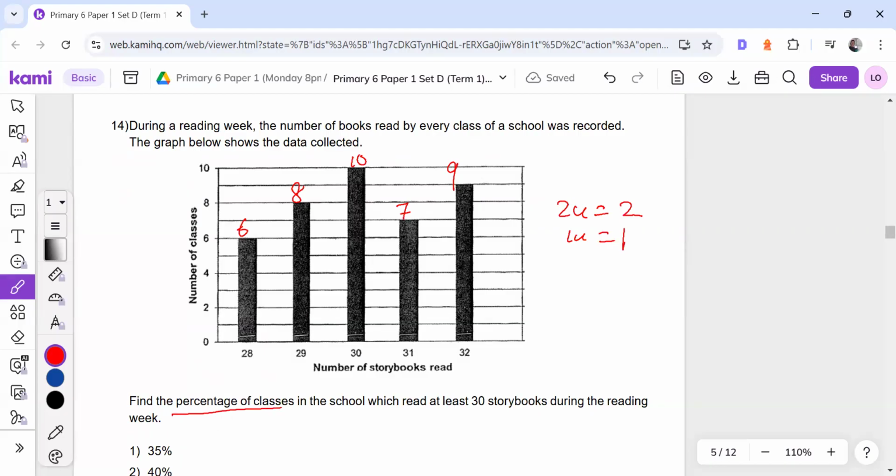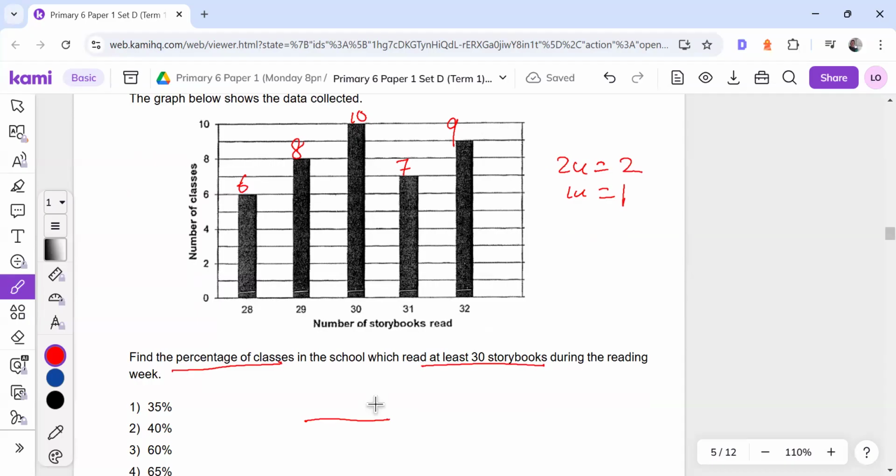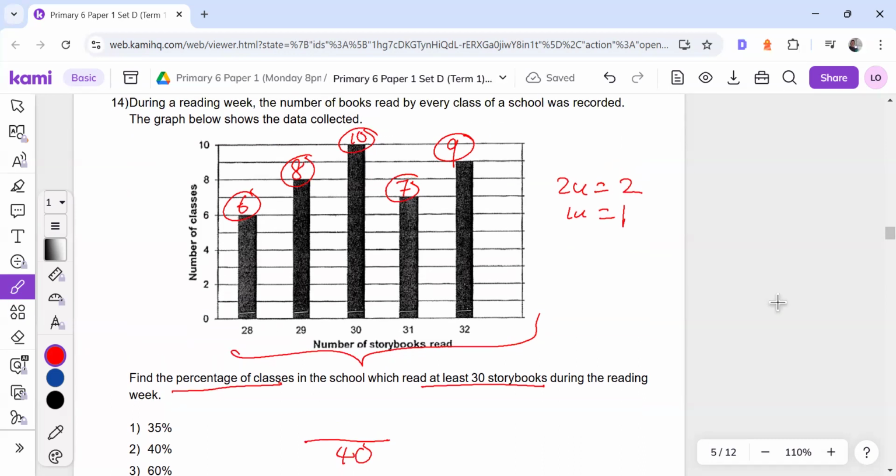Find the percentage of classes which read at least 30 storybooks during the reading week. So how do you get the percentage? Shortcut. Get a fraction. Go and find the total classes. How many classes altogether? If you add together 6 plus 8 is 14, plus 10 is 24, plus 7 is 31, plus 9 is 40. There are 40, which is the denominator. And how many classes read at least 30 books? That is 10 plus 7 plus 9. At least means 30 and more. So you add 10 plus 7 plus 9, that will be 26. That's your fraction already.